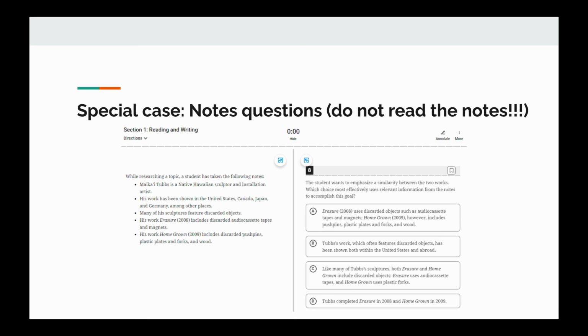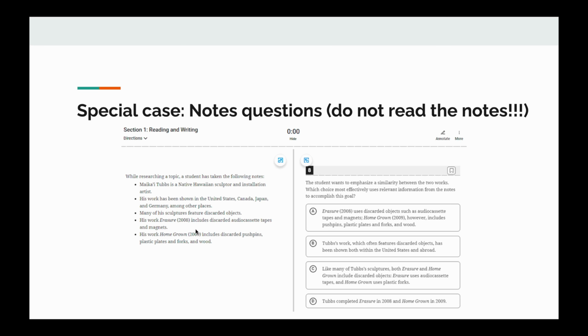So what do I mean by do not read the questions? Well, in the notes questions, when you're reading the first part of the question, you're going to see some keywords, and only one of the answer choices will logically match what is being asked. So what do I mean? So let's ignore the notes. I'm not going to read while researching a topic, that's just a waste of time. I'll only read the student wants to emphasize a similarity between the two works. So my keyword is similarity and we need to find a similarity between the two works.